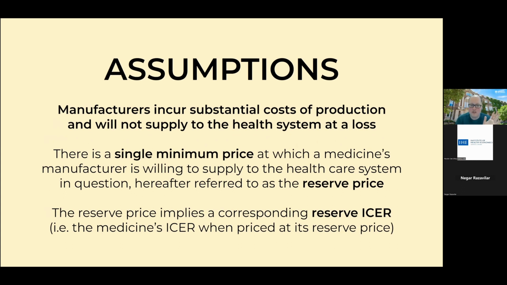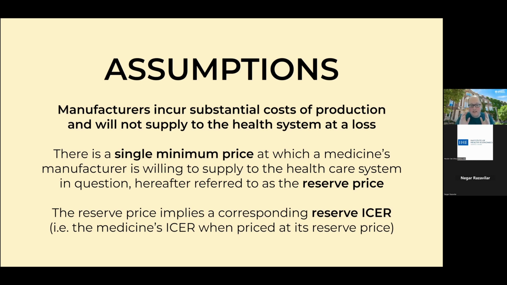We assume that manufacturers incur substantial costs of production and that they will not supply to the health system at a loss. And therefore, to keep things simple, we're going to assume there is a single minimum price at which a medicines manufacturer is willing to supply to the healthcare system in question, hereafter referred to as the reserve price. And of course, that price could be different for different healthcare systems, right? It's probably a different price in Canada than it would be in a developing country, for example.